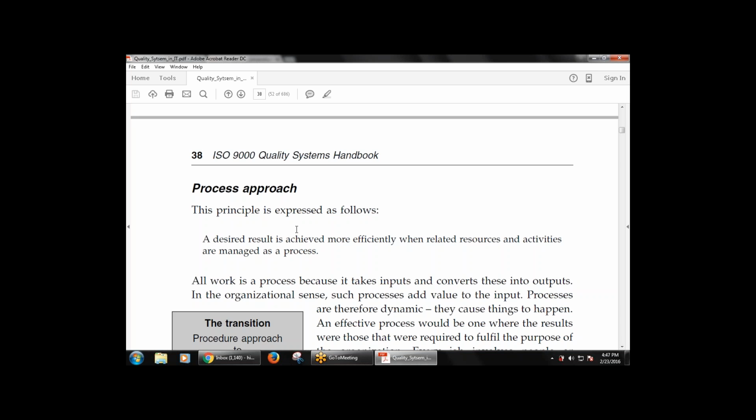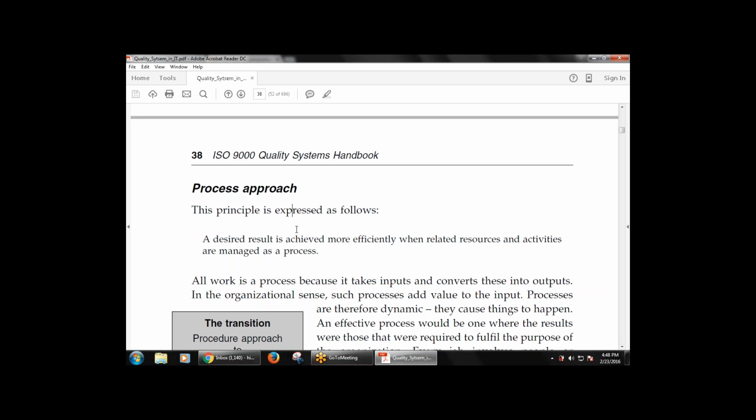That means a desired result is achieved. So if I want to get a good result, that is achieved more efficiently when the related resources and the activities are managed as a process. When related resources and activities are managed as a process, that is known as the process approach. And all work is a process because it takes the input and converts it into the output. So every work is a process.